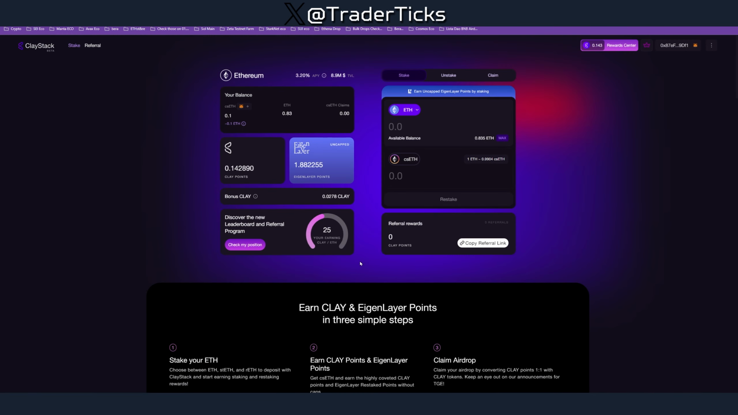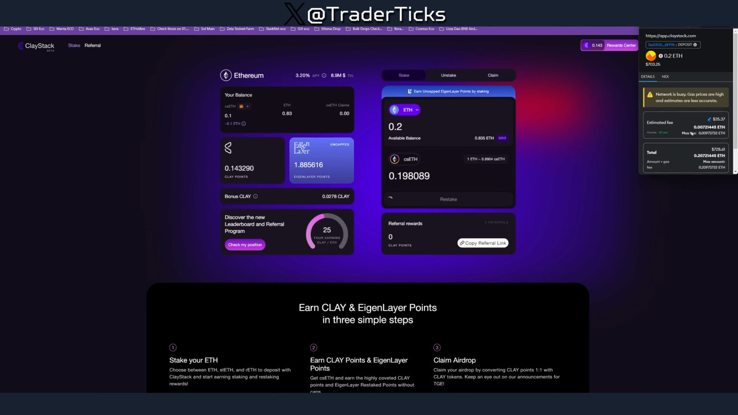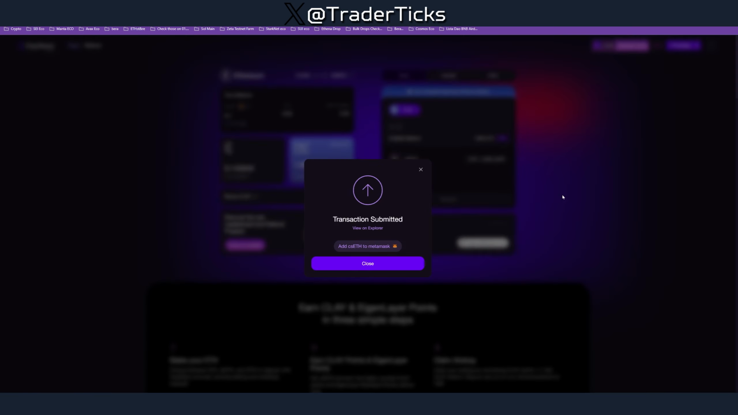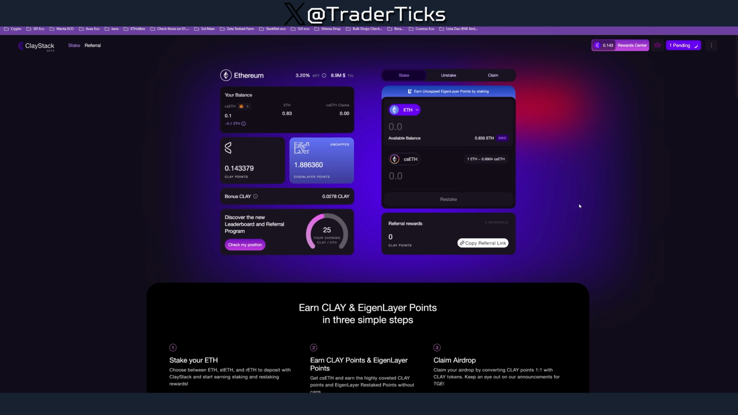Moving on, we have Clay, which is Clay Stack, and here again it's self-explanatory. You can stake your ETH and you're gonna earn Clay points, and you're gonna earn also EigenLayer points. And I'm gonna actually increase my allocation here right now, so we can actually see the fees as well. It's $25. Let's do the allocation. So as I said, the fees are kind of low. Well, they're not low, but low for Ethereum, let's say.